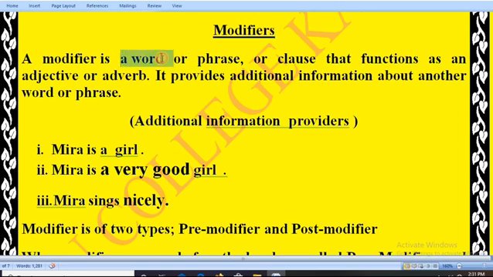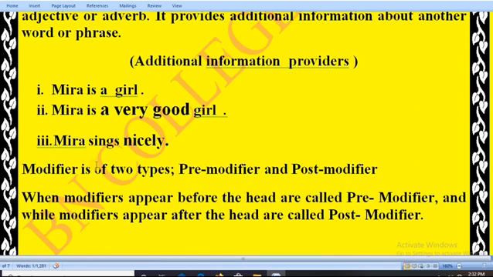It can be a word or a phrase. Do you know phrase? Phrase is a group of words where subject and object are not available, or even a verb will not be available. That is a phrase. And what is a clause? Where a subject and a verb are available, a finite verb available. That is a clause. Okay.